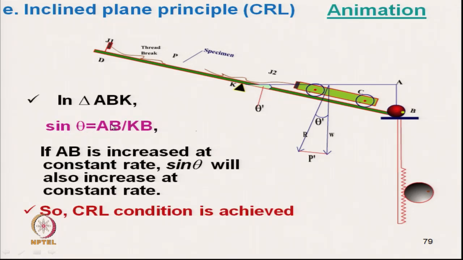is proportional to AB, where KB is constant, because the fulcrum point is constant, and this beam length KB is constant. So, this sin theta is proportional to AB here. Now, if it is dropping at a constant rate, AB is changing at a constant rate, so sin theta is changing at a constant rate. So, we are achieving the CRL condition. If AB is increased at a constant rate, sin theta will also increase at a constant rate. So, the CRL condition is achieved.